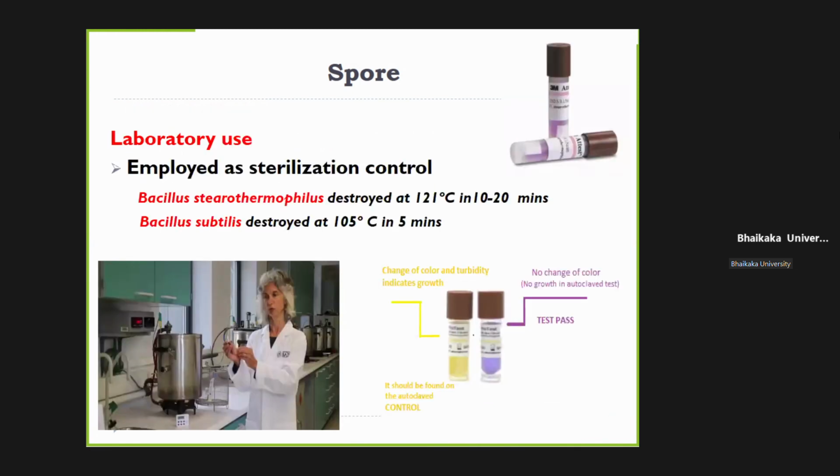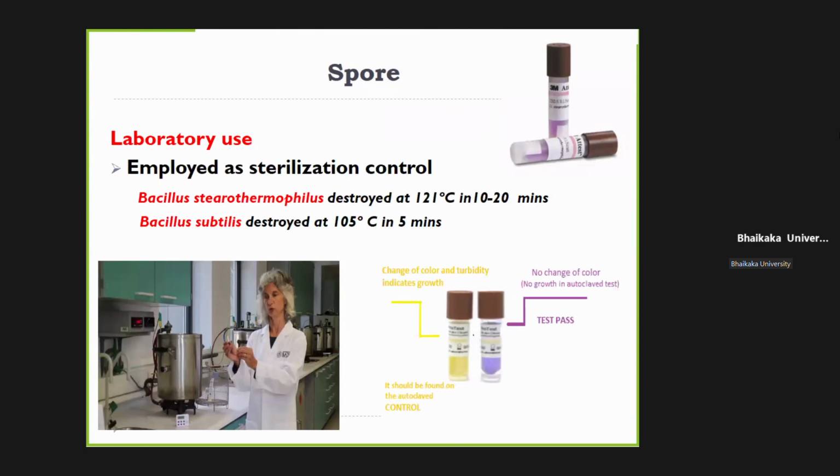Uses of the spore. Basically, they are employed as a control checklist, and the two spores most commonly used are Bacillus stearothermophilus and Bacillus subtilis. Bacillus stearothermophilus is destroyed at a temperature of 121 degrees Celsius in 10 to 20 minutes, and Bacillus subtilis is destroyed at 105 degrees Celsius in 5 minutes.